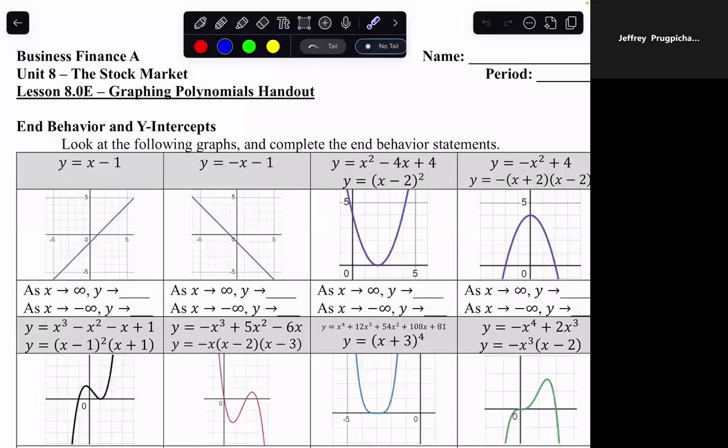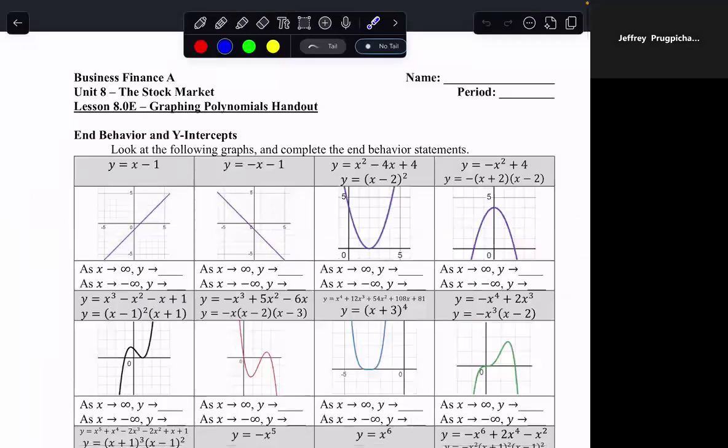All right, so today we're going to learn how to sketch polynomial graphs. When I say sketch, I mean we're not going to make a big table and calculate like 10 points. That would take a long time. We're going to learn how to quickly sketch the general shape of the graph. In order to do that, we need to find some patterns.